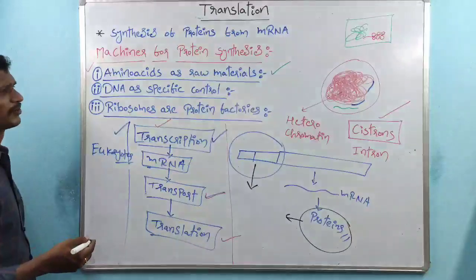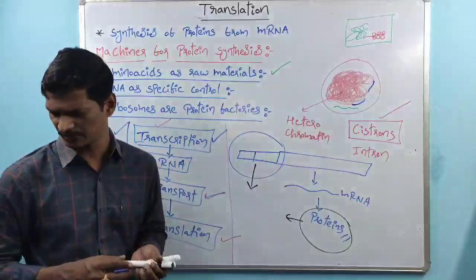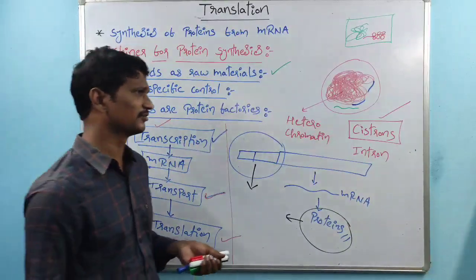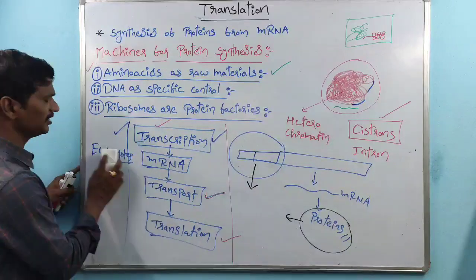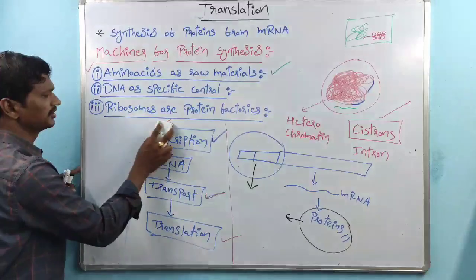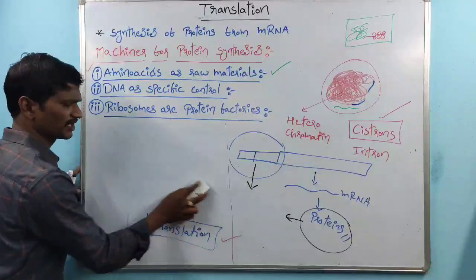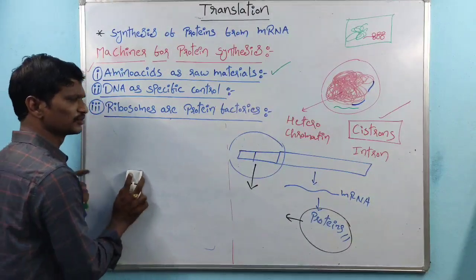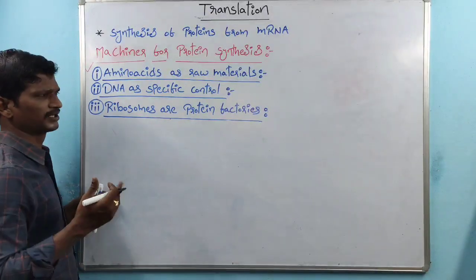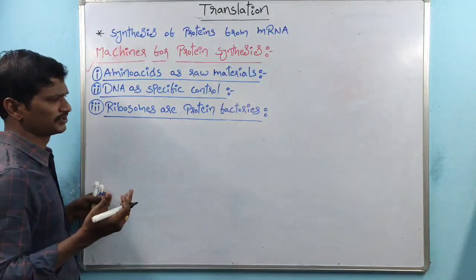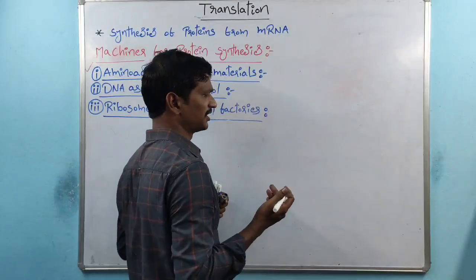And ribosomes are the protein factories. You know about ribosomes from the first year onwards, or maybe from 7th class onwards. Ribosomes are the protein factories. See how the ribosomes have the capacity to synthesize proteins. We have already discussed this many times.